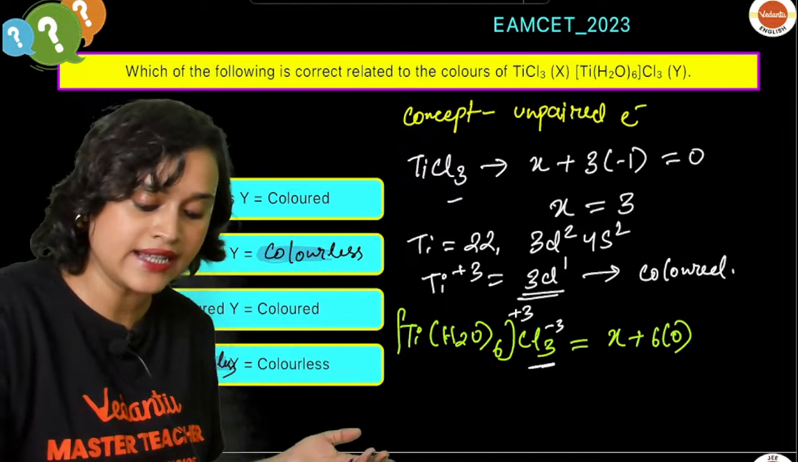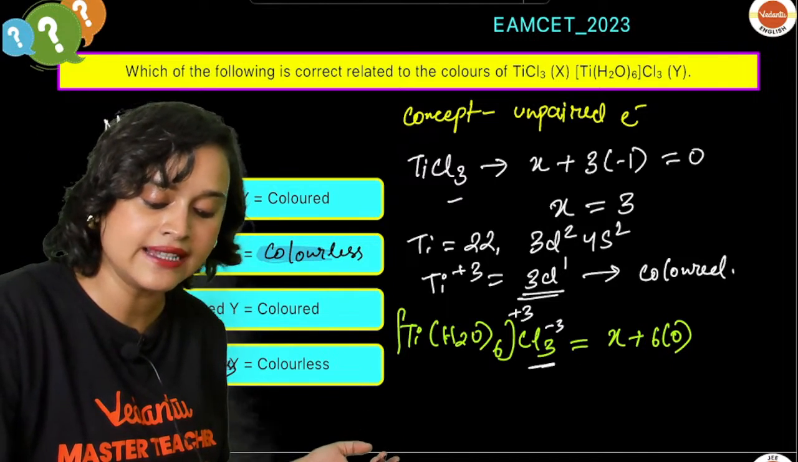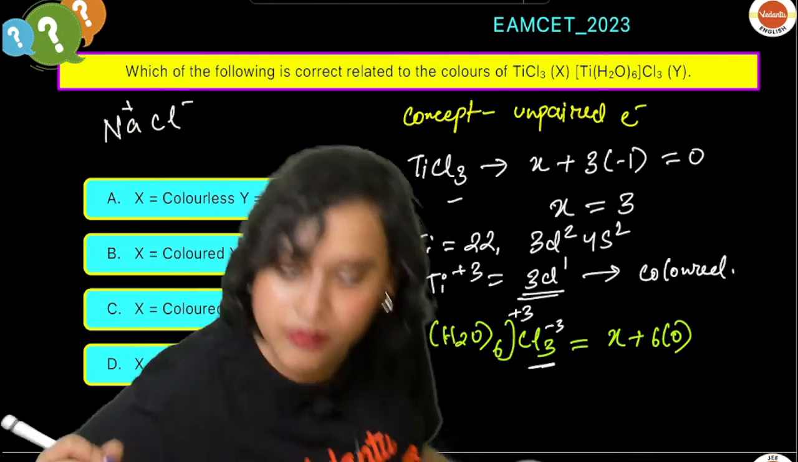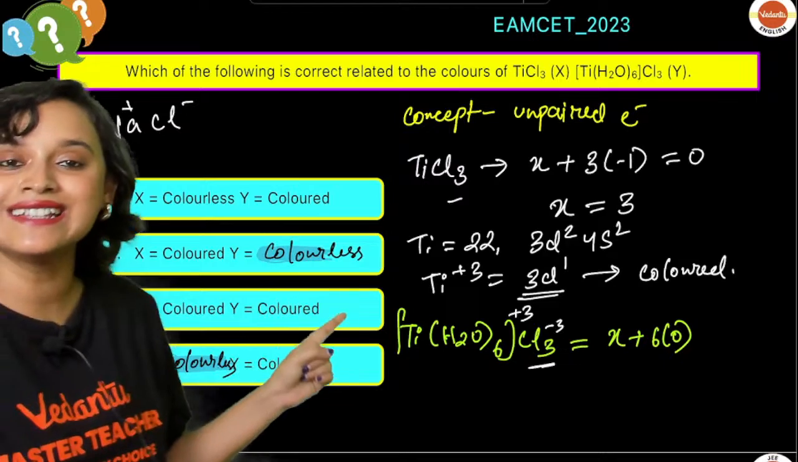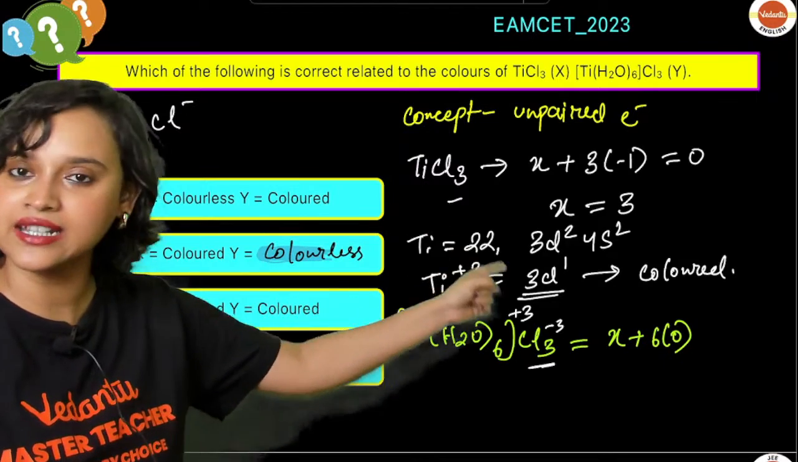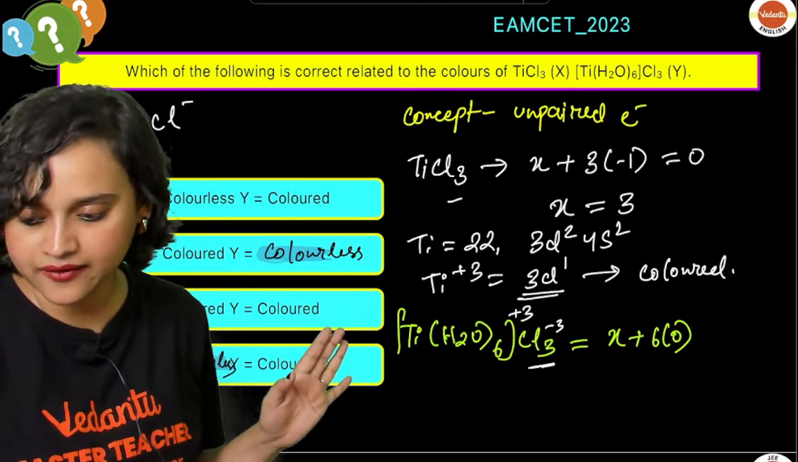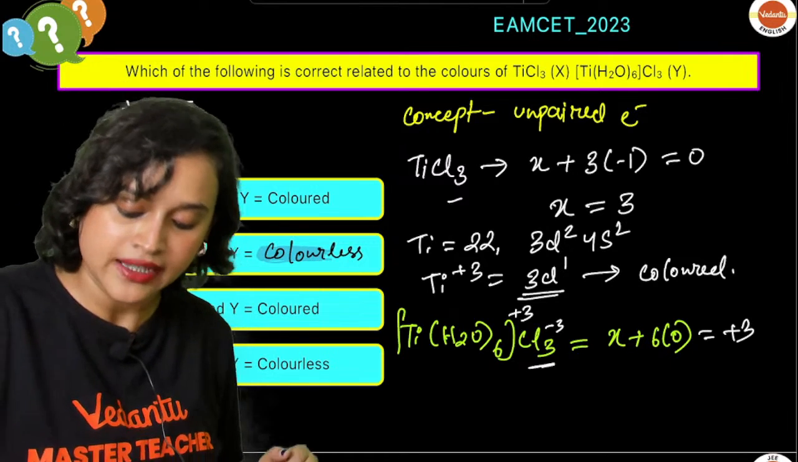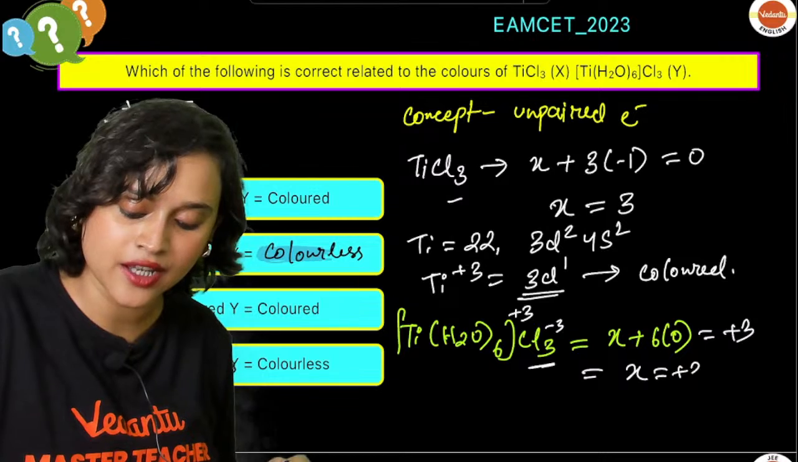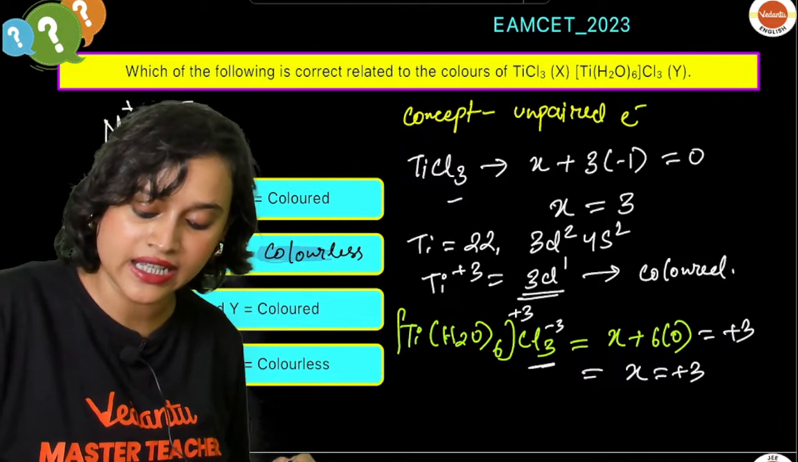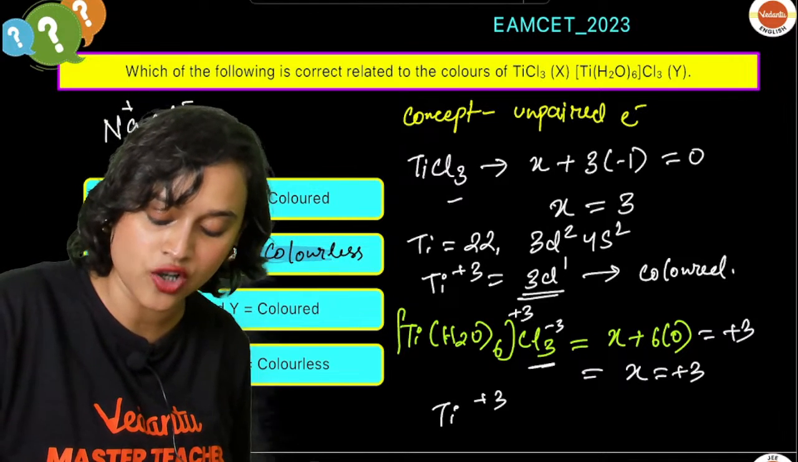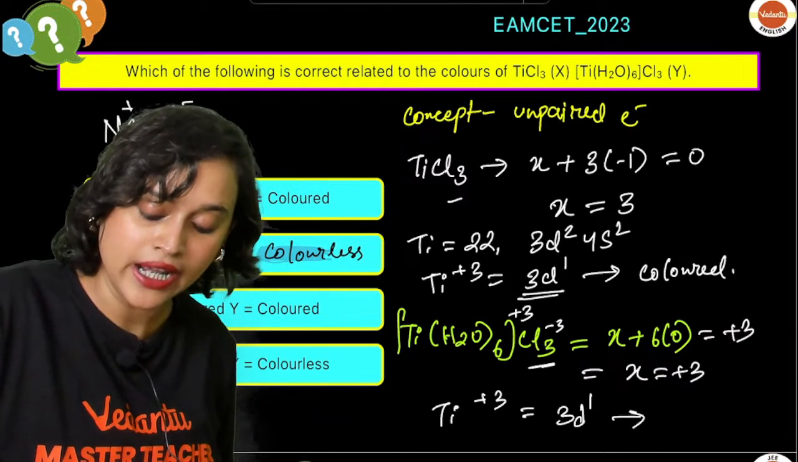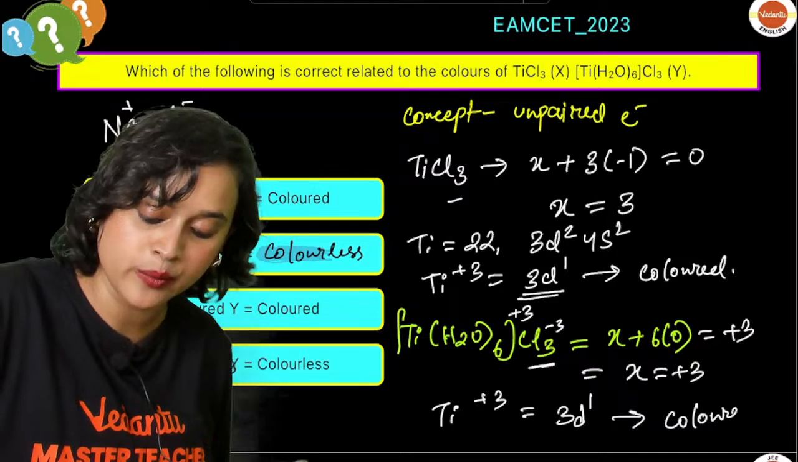If the counter ion here is negatively charged, that means this coordination complex will be +3. Why did I say it? You must have seen NaCl. It becomes Na plus and Cl minus. Similarly, if this is -3, that means here we will have +3. So X is once again +3, and we have just seen that if titanium is in +3 oxidation state, it will have 1 unpaired electron. Hence, this is also going to be colored.